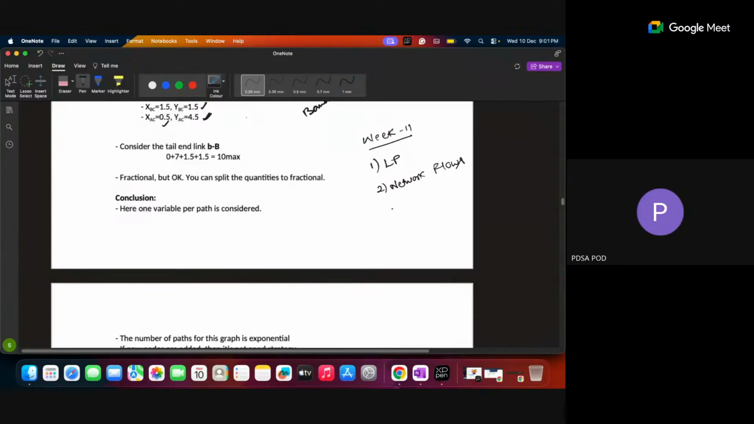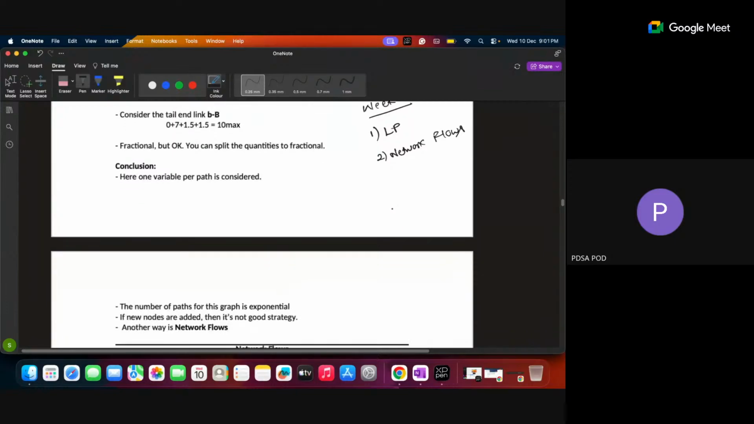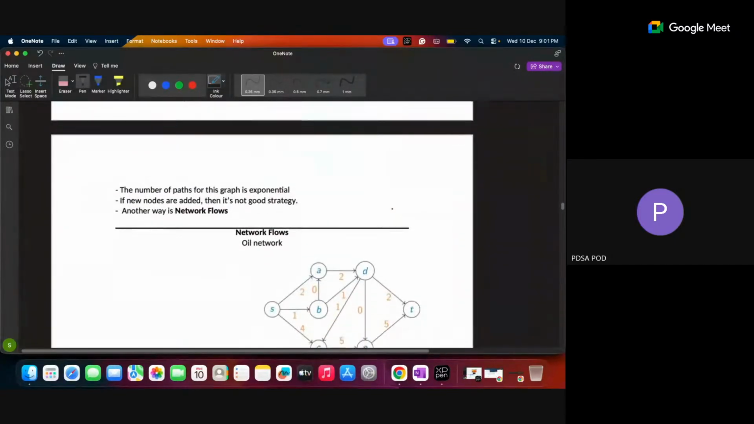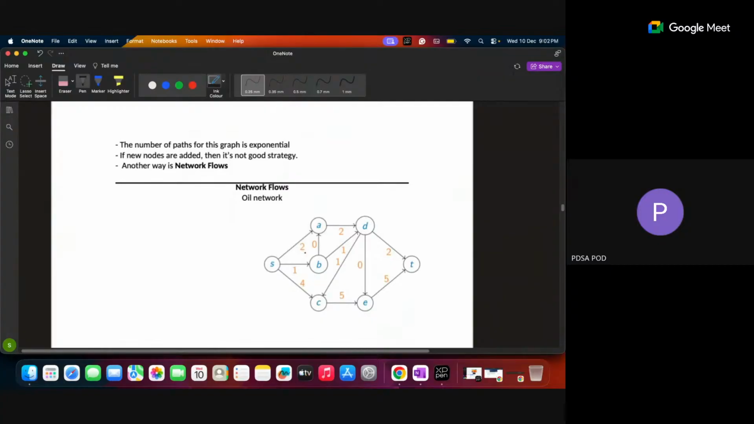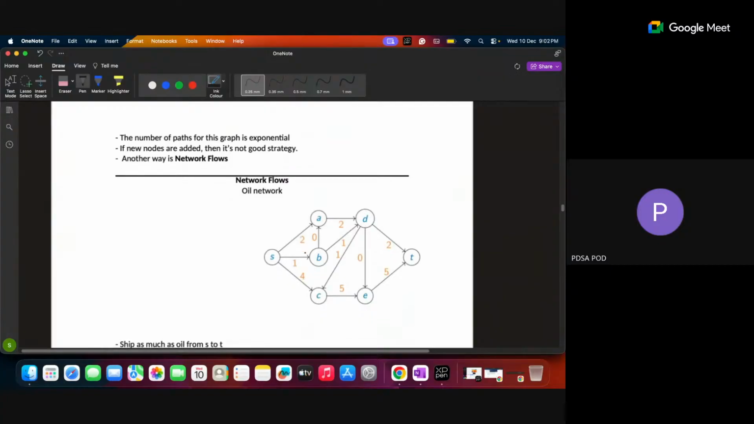Actually, there is a real-time scenario where you definitely use the network flows approach. So you can have this one particular scenario. This is another approach of solving problems. There is an oil network. So this is simply an oil network. There is a source node. A sink node is there. A target.